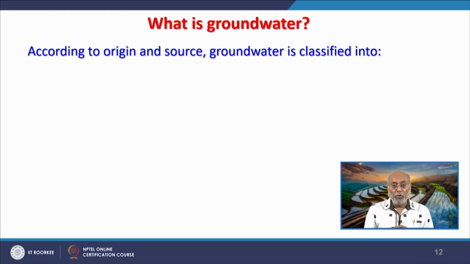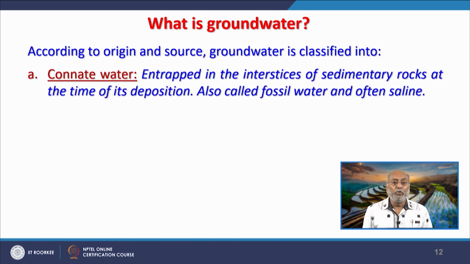So, according to origin and source, groundwater can also be classified into different types of water. One type is connate water, water which is entrapped in the interstices of sedimentary rocks at the time of its deposition, also called fossil water and often saline water.